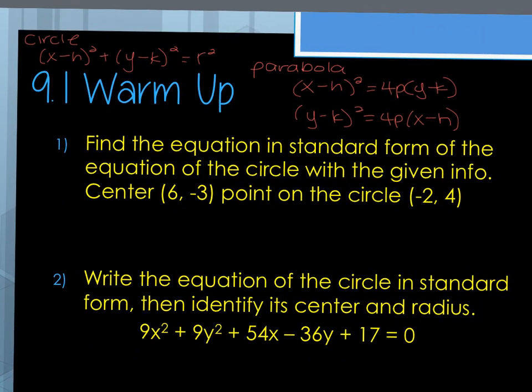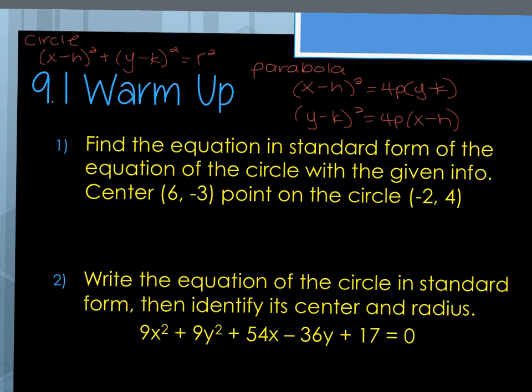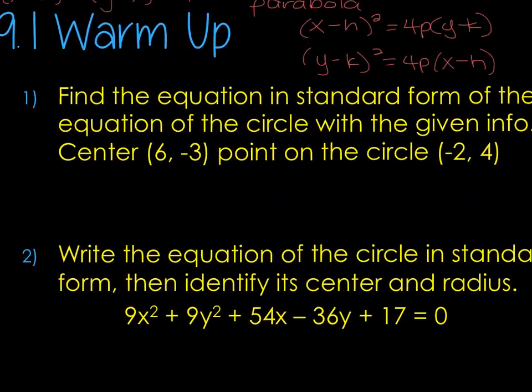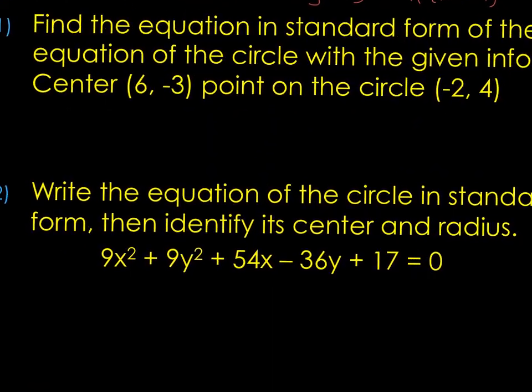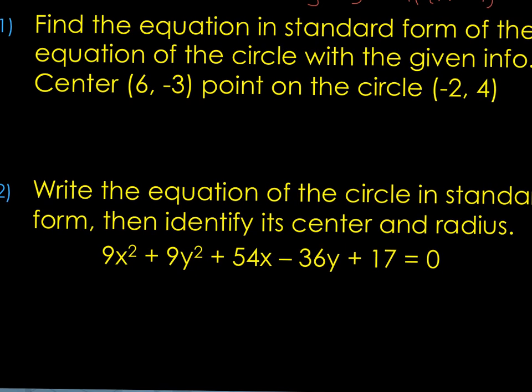Number 1 said find the equation in standard form of the equation of a circle with the given information. The center is at (6, -3), and the point on the circle is (-2, 4). We said yesterday there's two ways to do these. One is the distance formula, and one is plugging in the h, k, x, y, finding r, and then plugging that back in. How many of you did the distance formula out of curiosity? And how many of you did the x, y, h, k? Okay, so I'm going to do that.